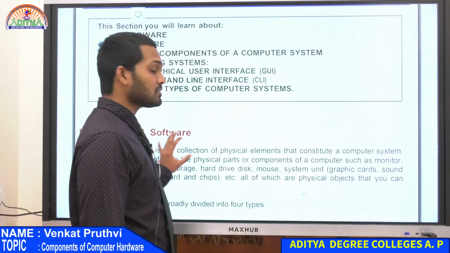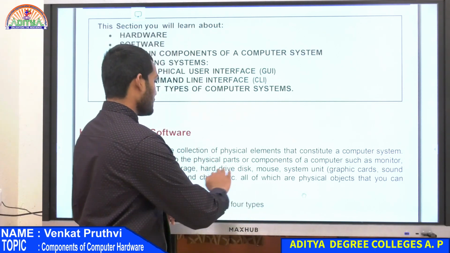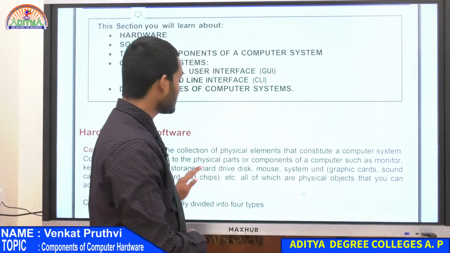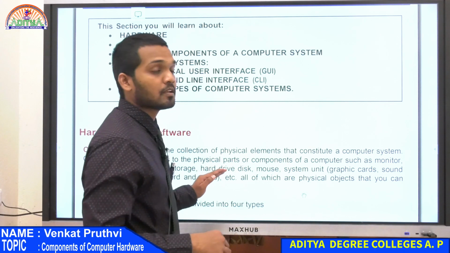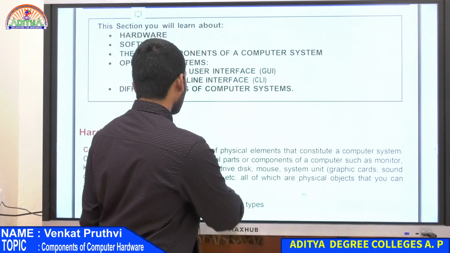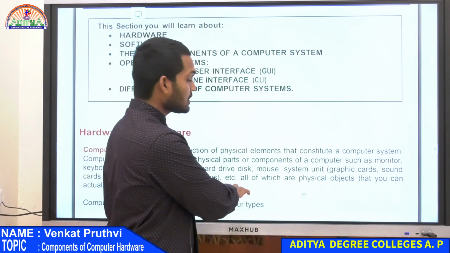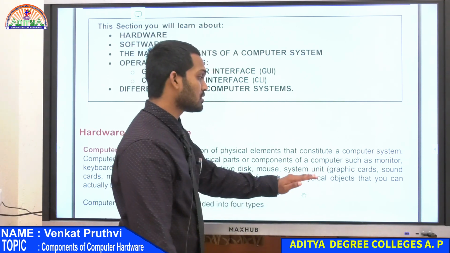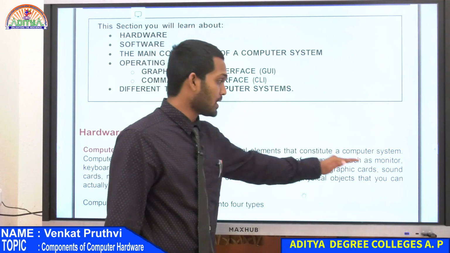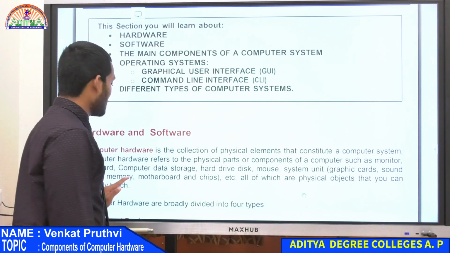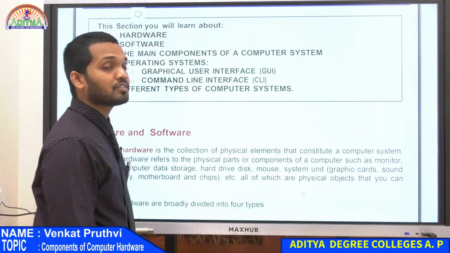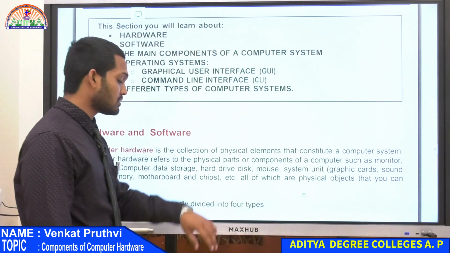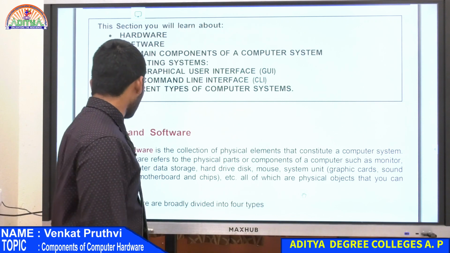So what do we mean by computer hardware? Generally we know some of the components here: monitor, keyboard, computer data storage, that is your secondary storage, you can consider the physical memory that you have, and then hard disk drive. What is a hard disk drive? It's your secondary storage. And then we have the mouse, which you know, and the system unit. What do you have in the system unit? The graphic cards, sound cards, memory, motherboard, and chips. All of these are physical objects that you can actually touch. All these come under computer hardware.